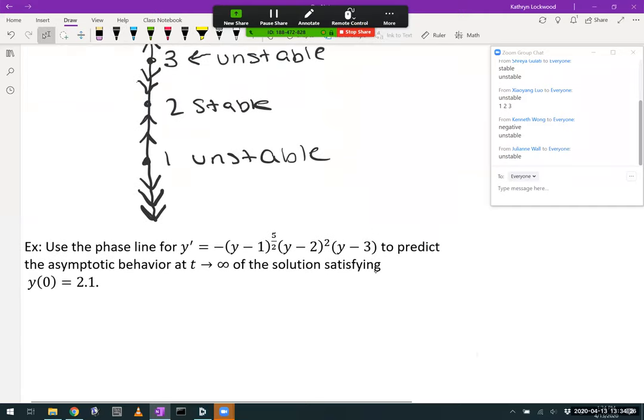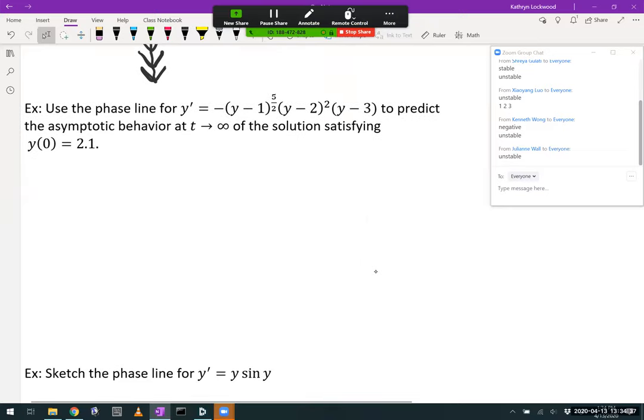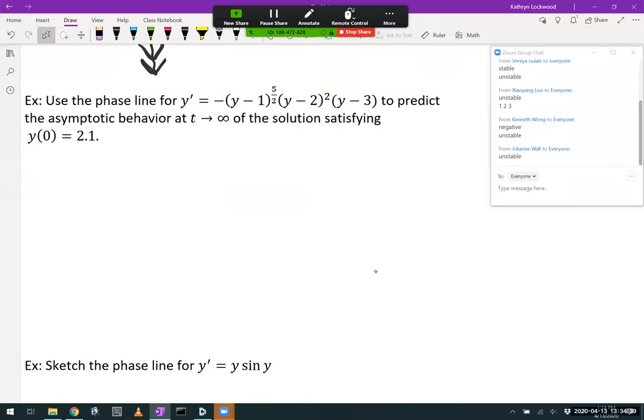All right, one thing I particularly like using phase lines for is predicting the asymptotic behavior. It gives you a really quick way to figure out where the solution is going to go. So let's do this one. Draw the phase line. The 3 equilibrium points are 1, 2, and 3 again, just like last time, although slightly different behavior, because the dy by dx has changed.